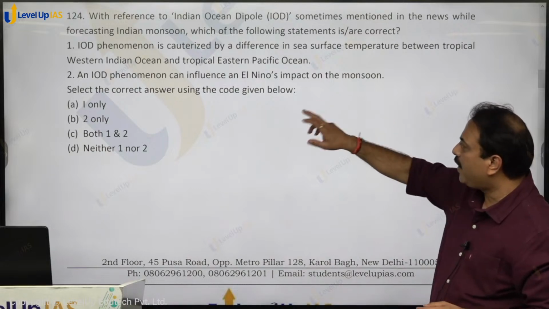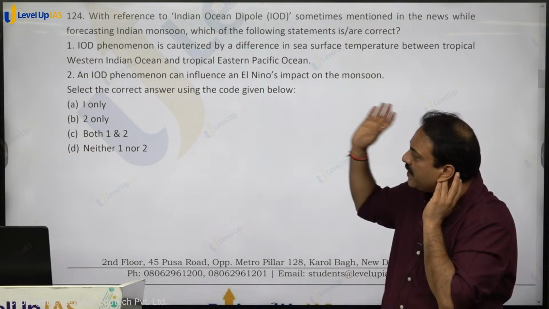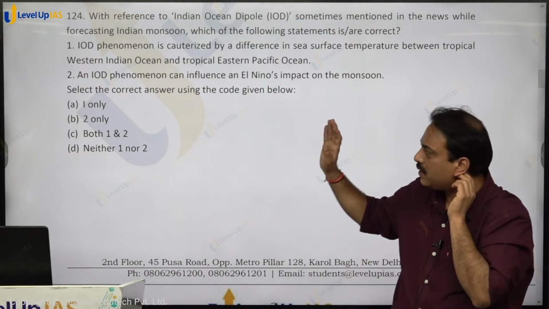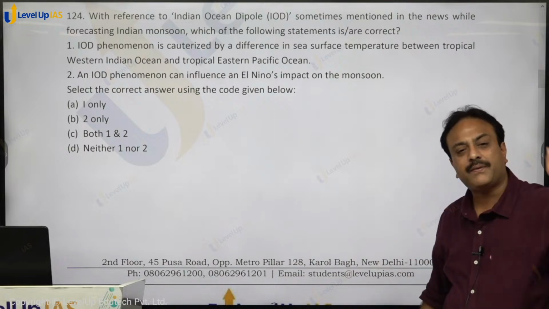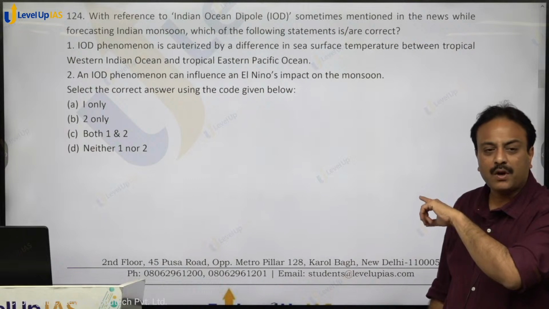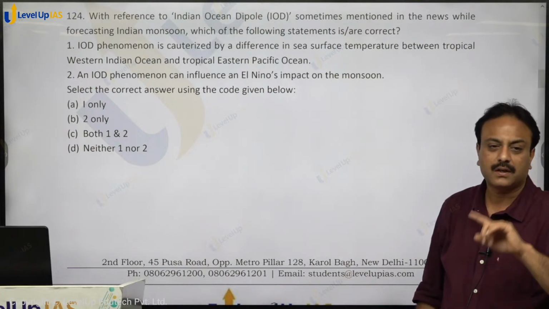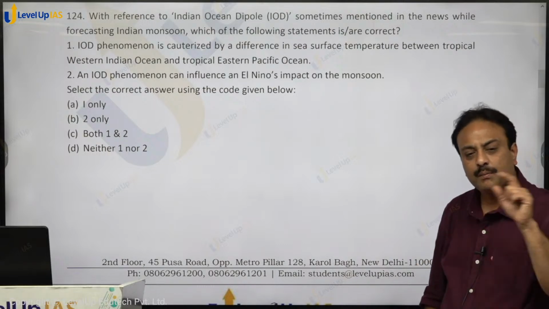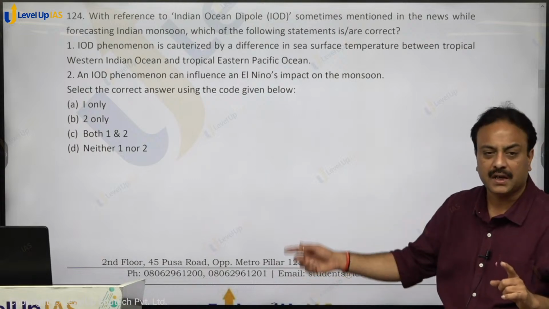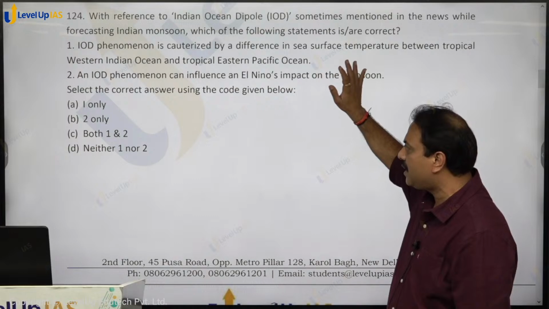So IOD phenomena is categorized by a difference in sea surface temperature between tropical Western Indian Ocean and Eastern Indian Ocean. Pacific Ocean is having no role. So it is a wrong one. El Nino will occur in the Pacific, La Nina will occur in the Pacific, Indian Ocean dipole will occur in the Indian Ocean, Madden Julian oscillation will move all around, Pacific decadal oscillation will be in the Pacific. Are you getting that? Atlantic Nino will be in the Atlantic, no role. So here the first statement is a wrong one.